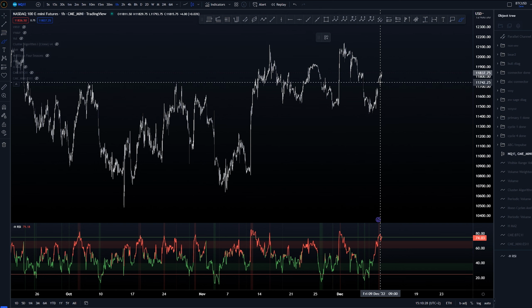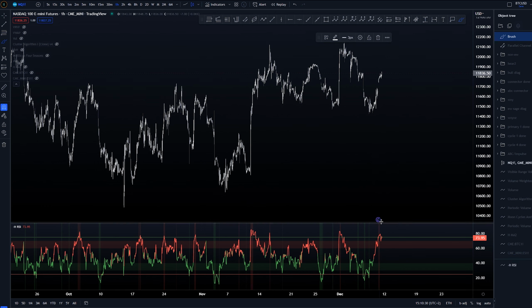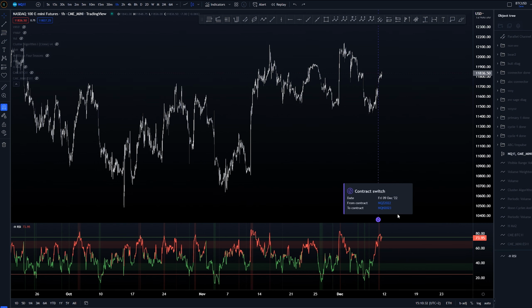If you are wondering about the gap here, it is due to these contracts. We are changing from one contract to another, and apparently it changes in December and not January 2023. I'm a bit confused about this, but again, I'm still quite new to these things. So if you know more about this, let me know in the comments. That is definitely interesting to me.